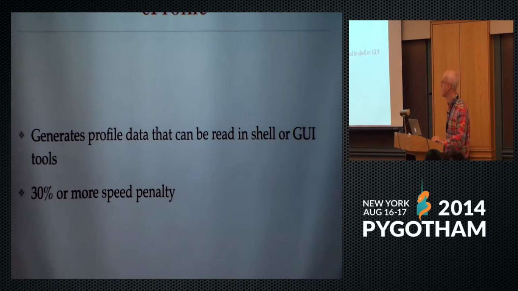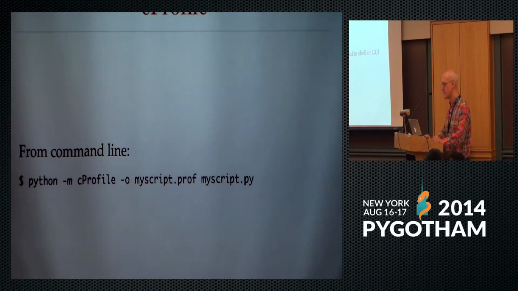Okay, so the common profiler to use for Python is cProfile. What this does is generate some profile data, which you can read in the shell with pstats, or you can use a GUI tool. And I'll show you examples of both of those. You're going to get a pretty big speed penalty by running the profiler. You should expect probably at least 30%. So typically this isn't something you do in production, or you would do it very carefully if you do.